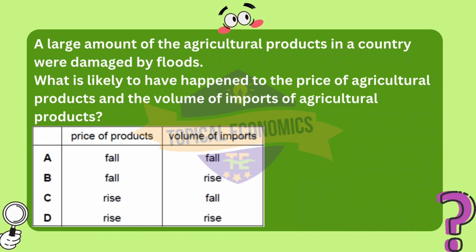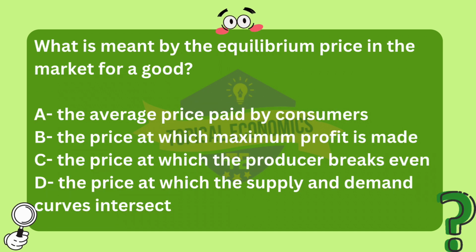At the same time, to compensate for the reduced domestic production, the country is likely to increase its imports of agricultural products from other nations. This is because the domestic supply cannot meet demand, so the country would turn to foreign markets to fill the gap. Therefore, the price of agricultural products is likely to rise, and the volume of imports is likely to increase as well. Moving to question 7.